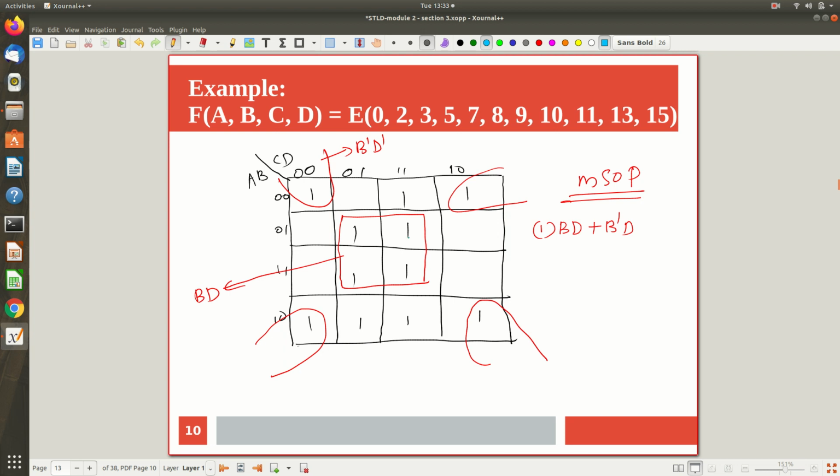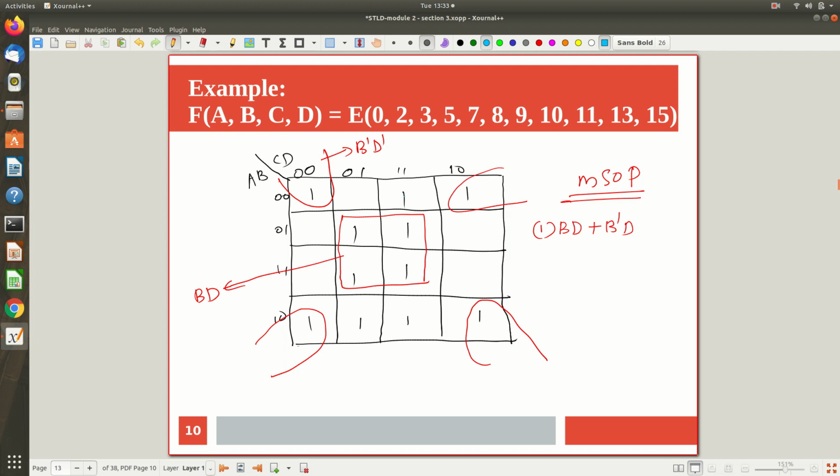Don't add everything, just cover the remaining ones. So that is the rule. To find the minimum sum of product expression, first write all the essential prime implicants. That I have done. Now add only those prime implicants which cover the remaining ones. So there you will get a choice.